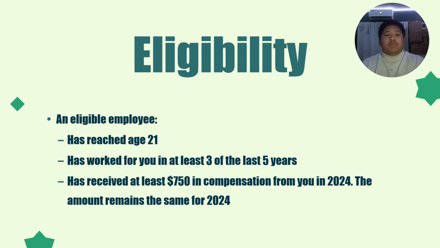Moving on to the eligibility, an eligible employee has to have reached the age of 21. They have worked for you in at least 3 of the last 5 years, and they have received at least $750 in compensation from you in 2024, and the amount remains the same for 2024. Now, while these eligibility requirements are for small businesses, it still applies to a self-employed taxpayer, because a small business can be run by one single person.